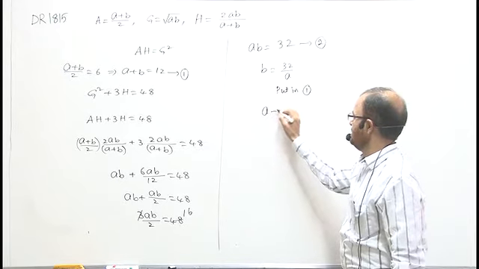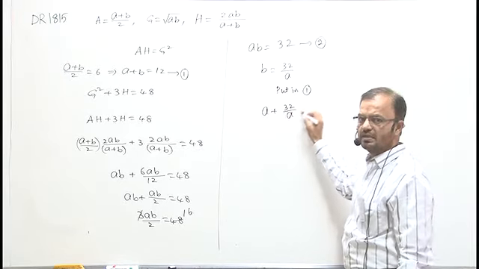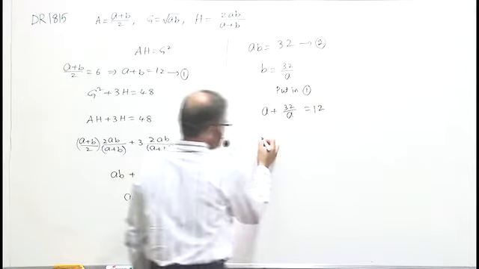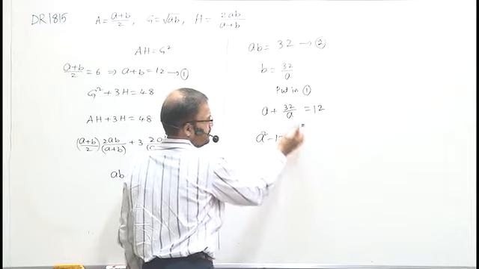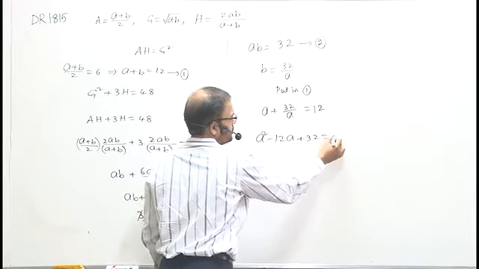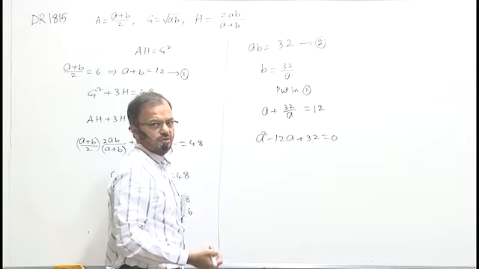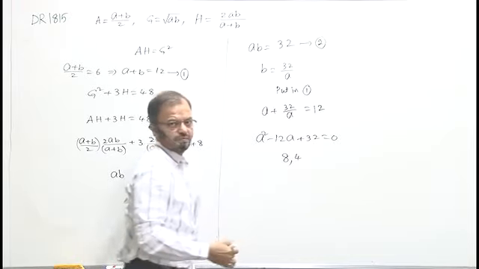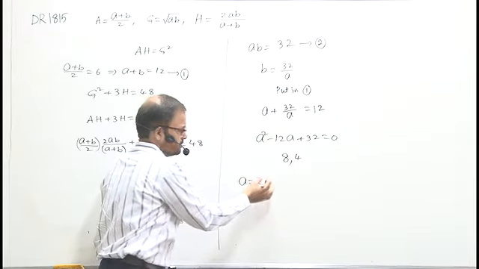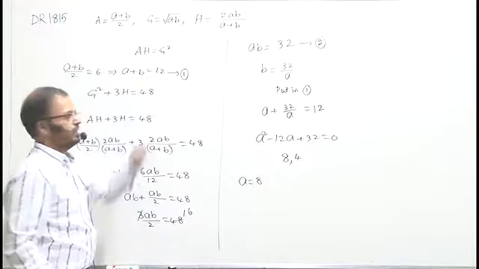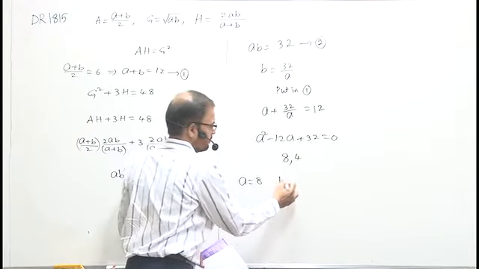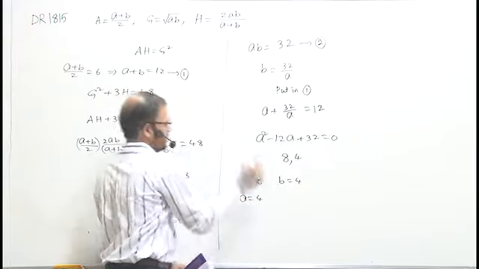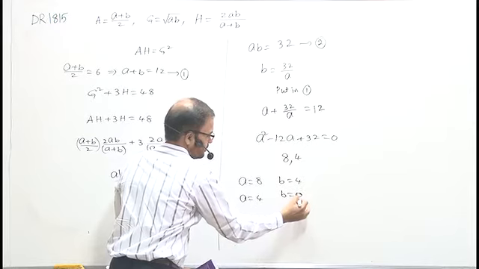I can say here A plus 32 by A is equal to 12. It is a quadratic equation: A square minus 12A plus 32 equal to 0. Clearly the roots of this are 8 and here it is 4. If I say A is equal to 8, I use the equation 1 and I will get B is equal to 4. If I say A is equal to 4, use equation 1, B is equal to 8.